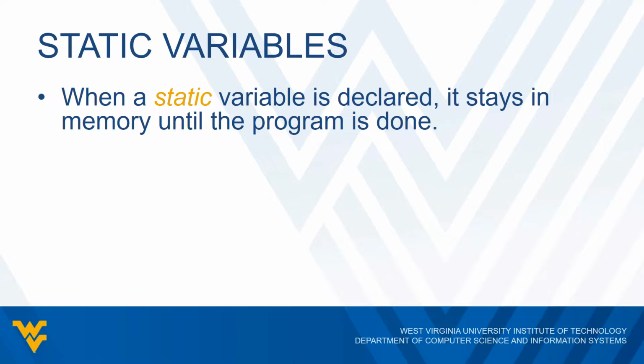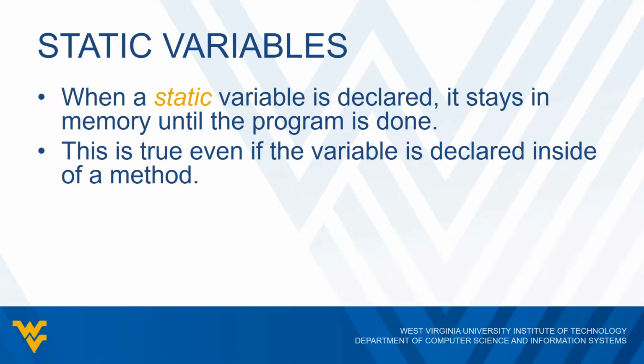The big difference with static variables is this is true even if the variable is declared inside of a method. So this is a case where we have technically a local variable, but its lifetime is the same as a global variable. So we declare it in a method, and then it stays until the entire program is done. Now you might be thinking, why would we do this? Well, just go with me on this.